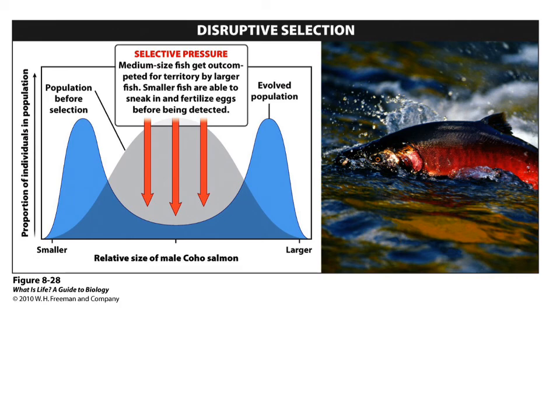So some of the males are really big, some of the males are really small. The intermediate sized ones, they don't do as well. They can't be quite as sneaky. They're too big for that, and they're not big enough to compete with the large males. So another example of disruptive selection.